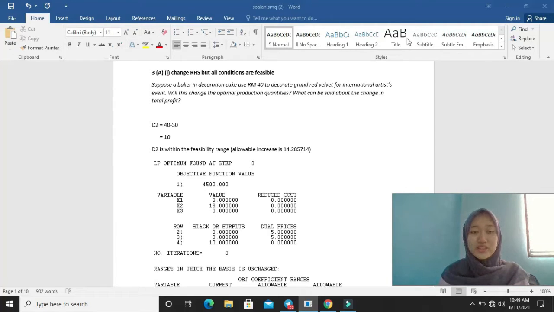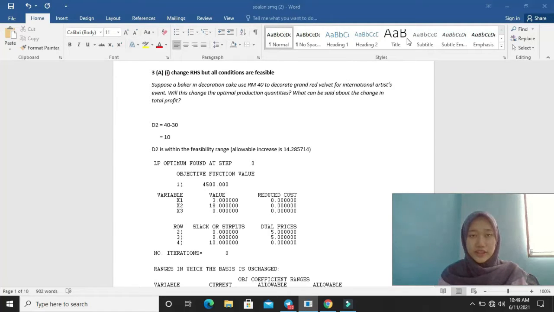3A1, we need to change the right hand side but all conditions are feasible. So we create a situation which, suppose a baker in decoration cake used RM40 to decorate grand red velvet for international artist events. Will this change the optimal production quantities? What can be said about the change in total profit?